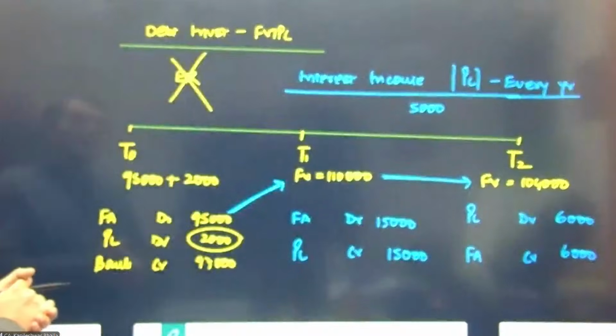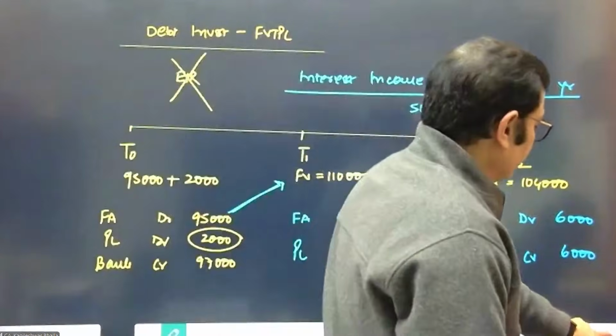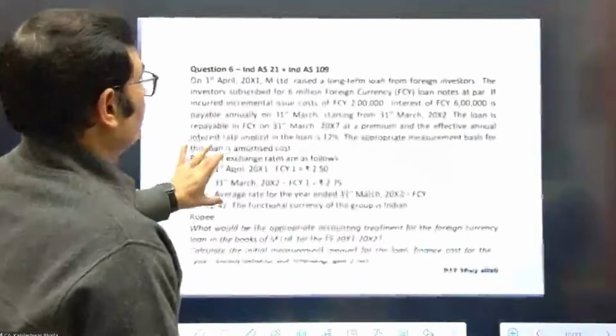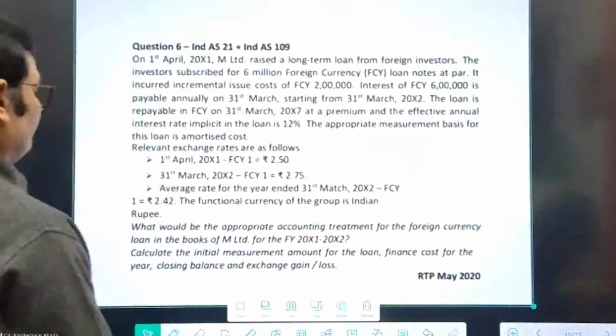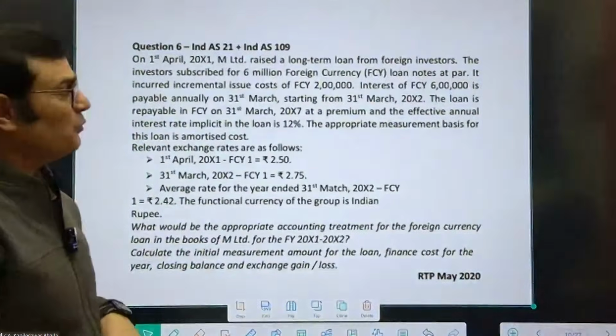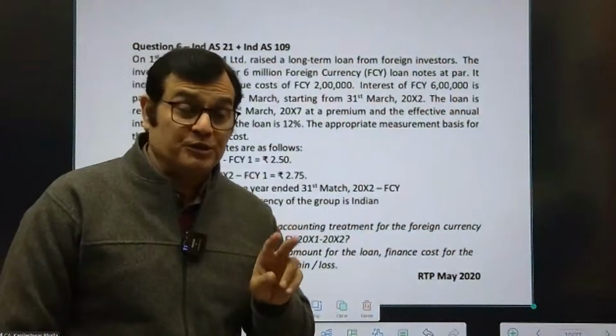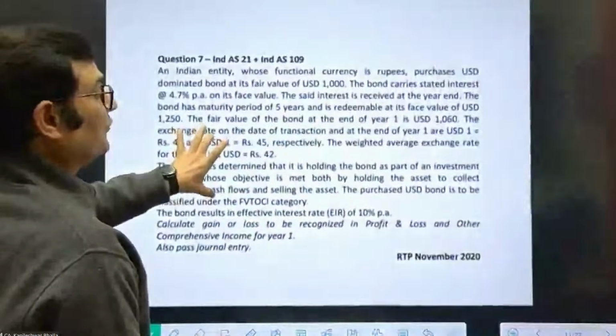Yes, sir. Okay, so now let's go to the next agenda. Let's do the next question with you. Now, this is interesting. This is one of the questions which came in RTPs, a blend of foreign exchange combined with financial instruments. Two questions came in the RTPs. This was another one that is November 20 RTP. This is also a blend in terms of Ind AS 21 and 109. I think that's going to be a good treat.